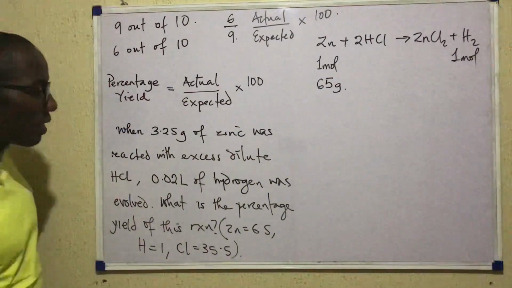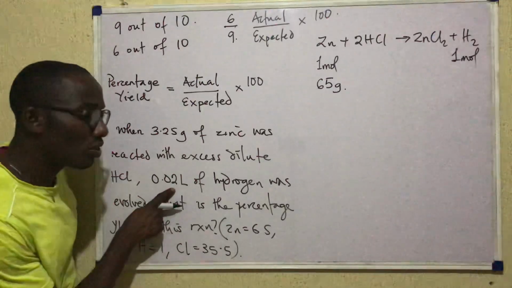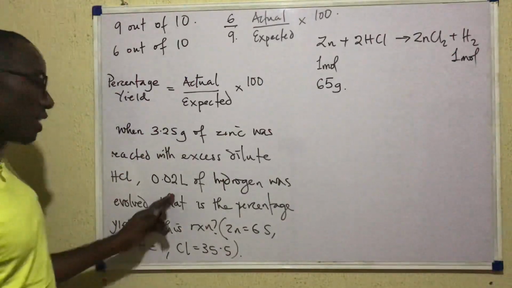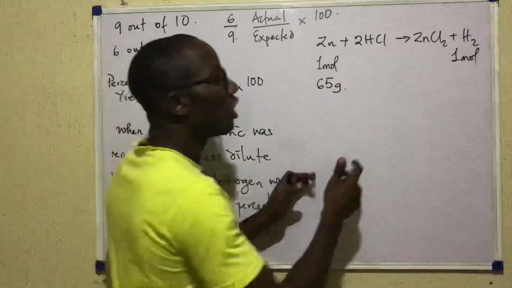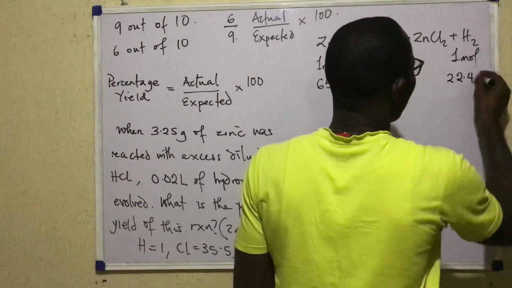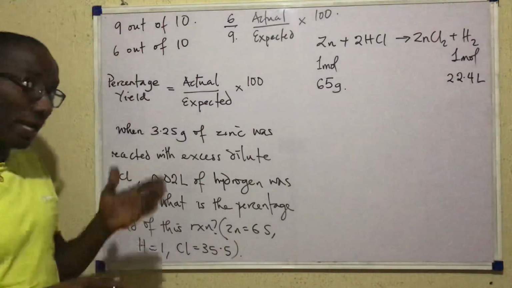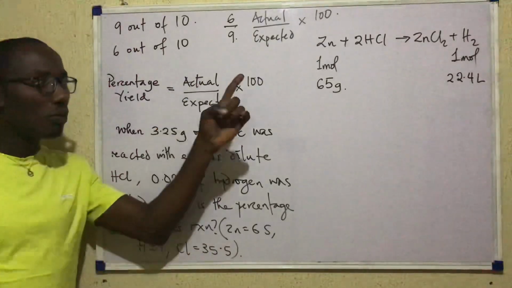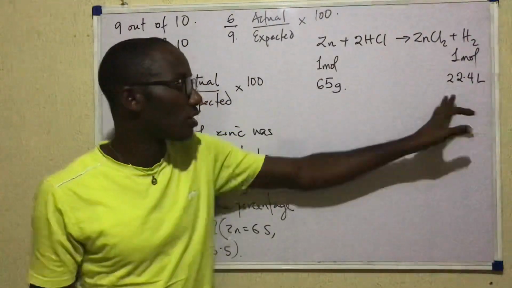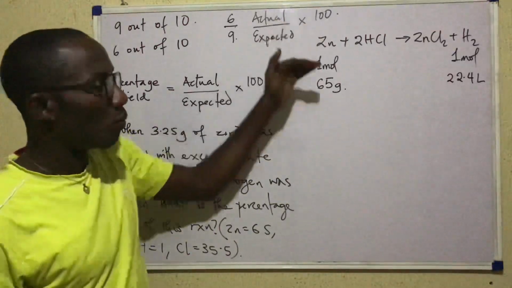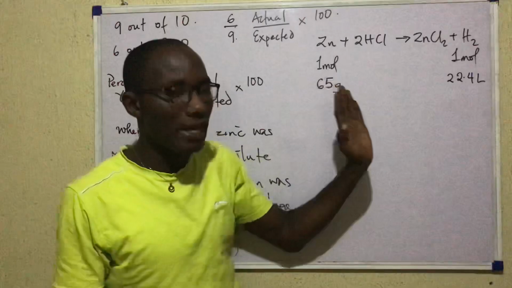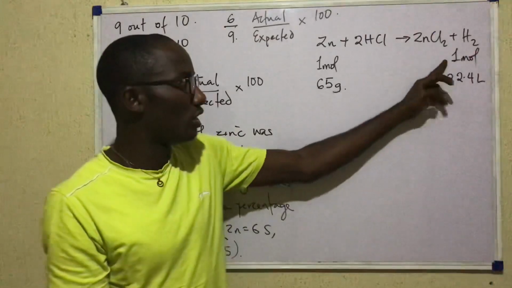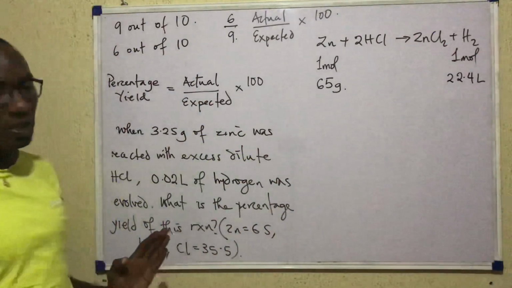Then beyond that, the hydrogen in the question is in liters. That wasn't given to me here, but I know that 1 mole of a gas at STP, that wasn't mentioned as well, is 22.4 liters. So 1 mole of a gas like hydrogen at STP, so I'm assuming standard conditions here, is 22.4 liters. So it means that 65 grams of zinc would give 22.4 liters of hydrogen. That is standard. That's according to the equation.